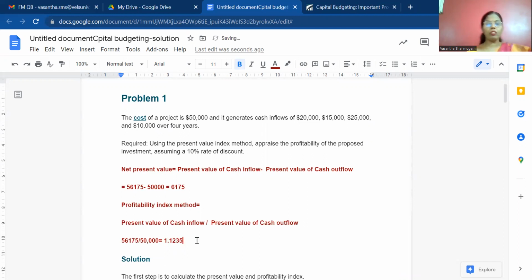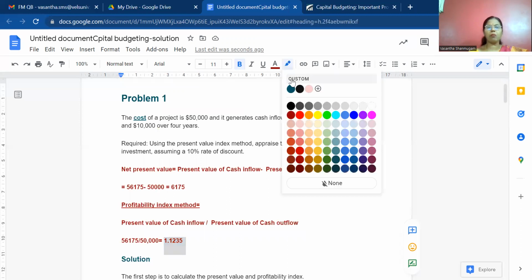So what is the meaning of it? Please understand here. Now the question arises whether we have to accept this proposal or not. In this case, cash inflow is more than cash outflow. We can accept the proposal. In the case of the profitability index method, what is the acceptance criterion? On what basis will you accept? When the value is more than 1. Yes, here your answer value is more than 1. So we can accept the proposal.